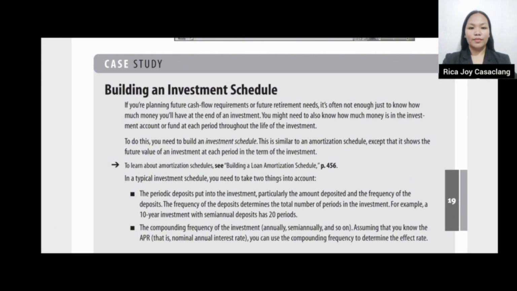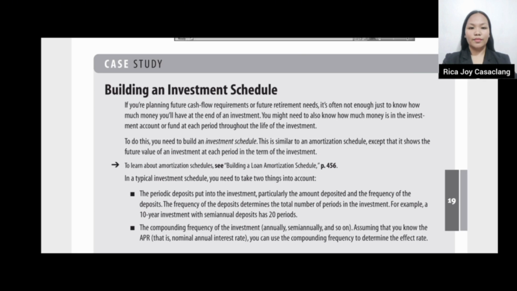The second one is the compounding frequency of the investment, annual, semi-annually, and so on. Assuming that you know the APR, that is the nominal annual interest rate, you can use the compounding frequency to determine the effective rate.